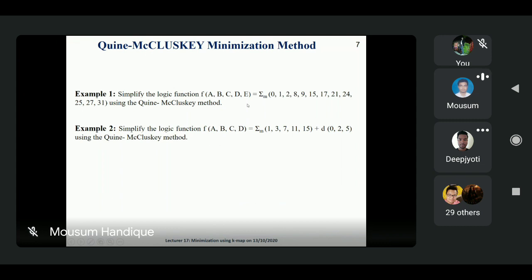Now it is okay? Yes, sir. So what happened? Up to 31 means what? There are 2 to the power 5 means what? 2 to the power 5 is 32.